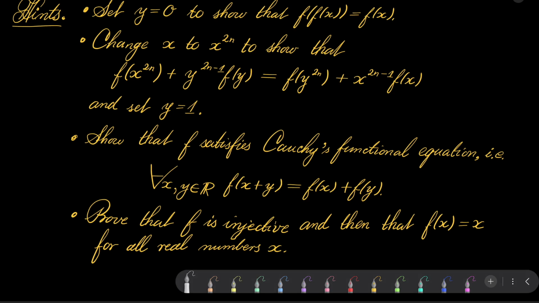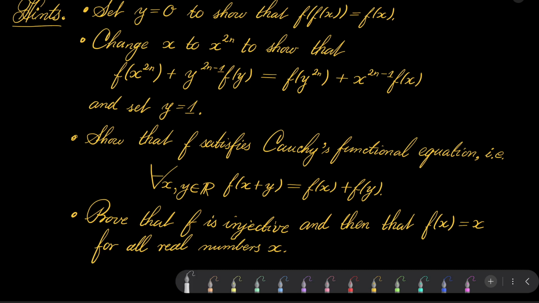First, set y to be equal 0 to show that f of x equals f of x. Then, take our original equation, change x to x to the power 2n, and use the symmetry to show that f of x to the power 2n plus y to the power 2n minus 1 f of y equals f of y to the power 2n plus x to the power 2n minus 1 f of x, and set y to be 1. Then show that f satisfies Cauchy functional equation, which means that for every two real numbers x and y, f of x plus y equals f of x plus f of y.